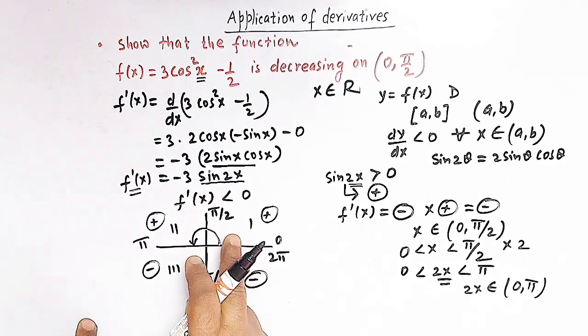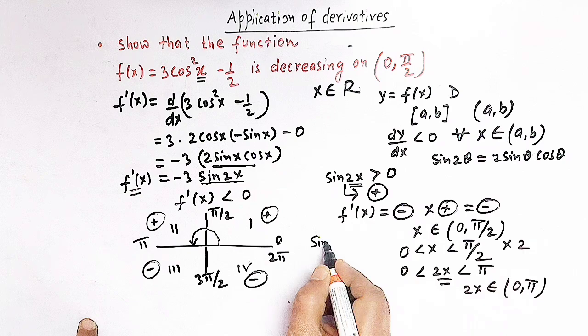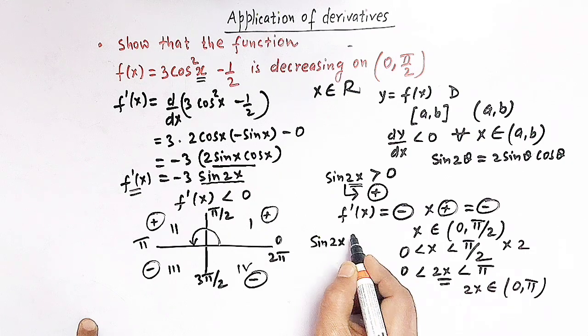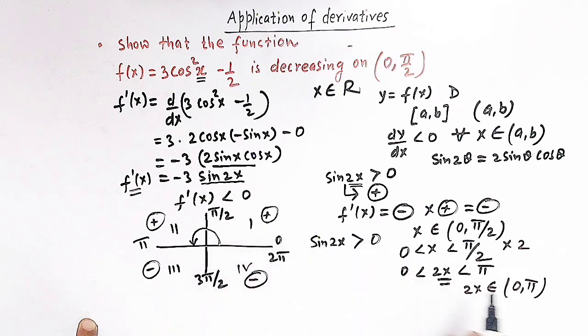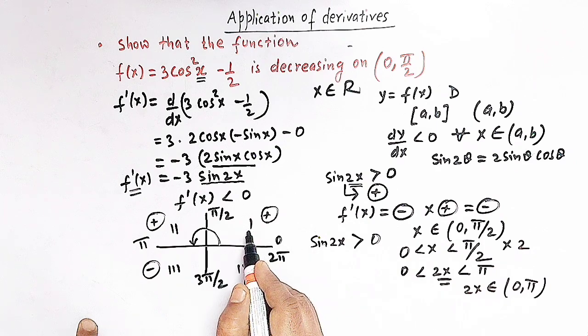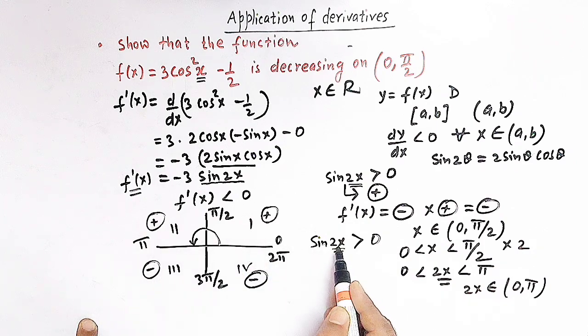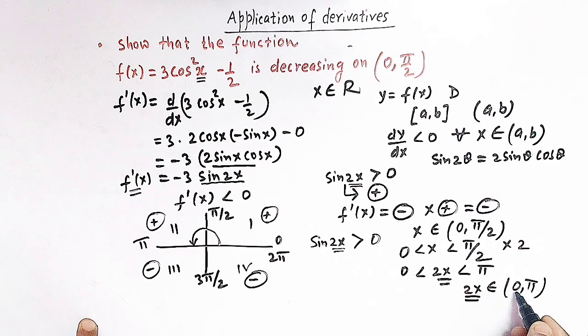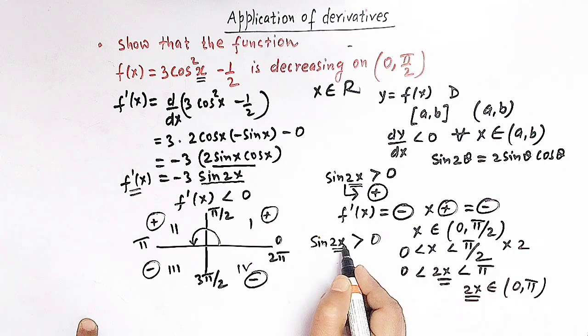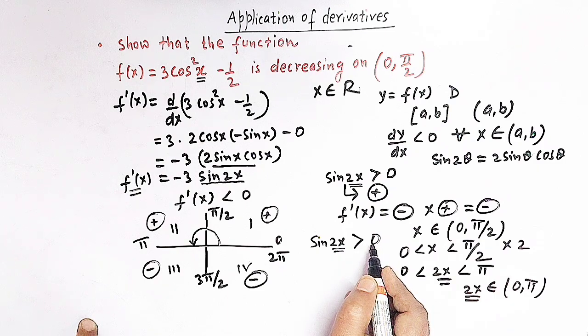So now we can conclude that sine 2x is greater than 0 when 2x belongs to 0 to pi. That is, sine 2x takes the value either in the first quadrant or in the second quadrant, right? So here the angle, that is 2x, belongs to 0 to pi. So sine 2x is greater than 0.